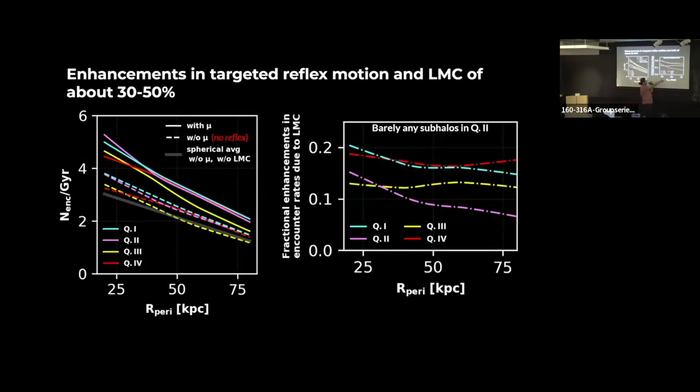On the right here is a similar plot, but plotting just the boost caused by the LMC subhalos itself. What I want people to focus on is simply that quadrant 2 basically has a less than 10% boost from the LMC subhalos, but quadrant 2's encounter rates are still pretty high compared to the rest of the things. And obviously, in my case, quadrant 3 is just the boring one where there's nothing going on.